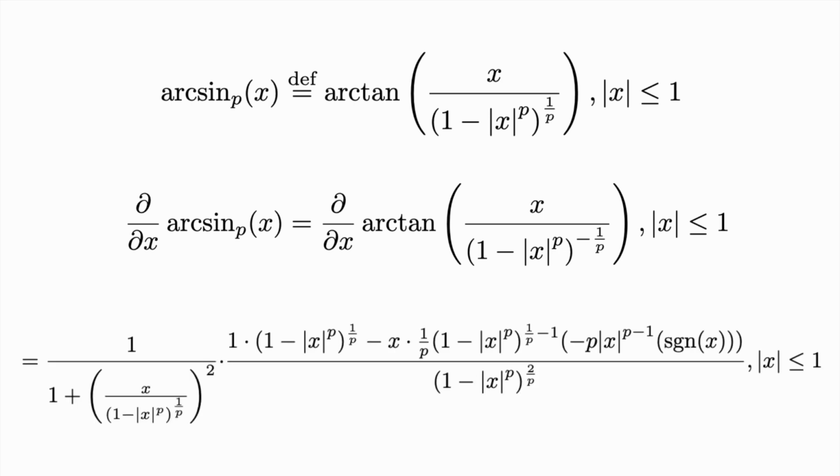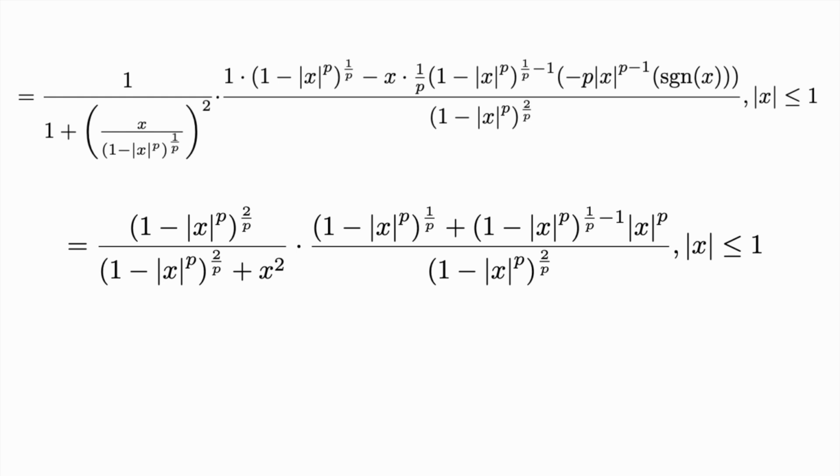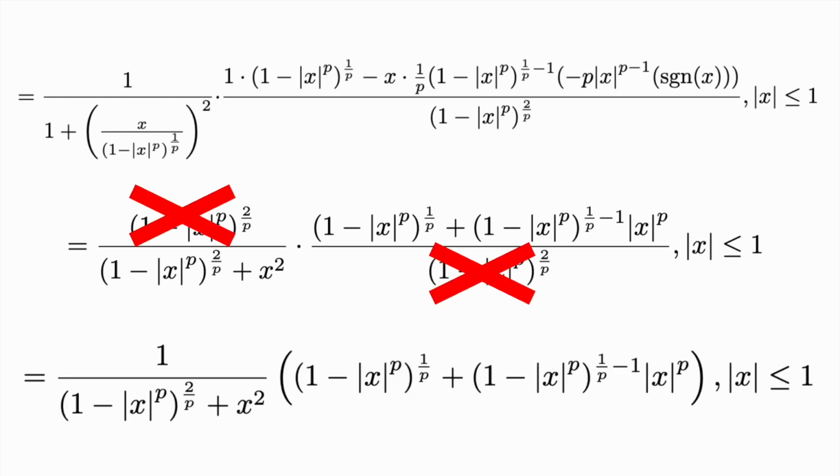Using repeated chain rules, we'll eventually get to this monstrosity. We'll simplify the left fraction by multiplying by the 1 minus the absolute value of x to the p to the 2 over p, and do general simplifications of the right fraction. Now we can cancel the numerator and denominator of these fractions, leaving us with this expression.